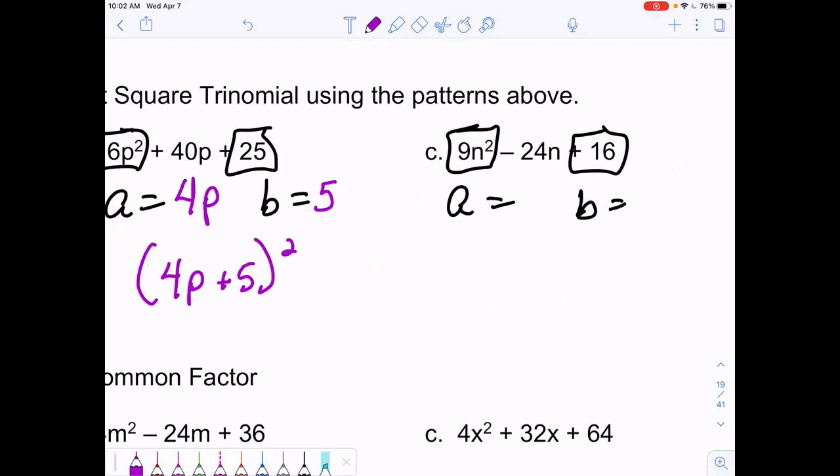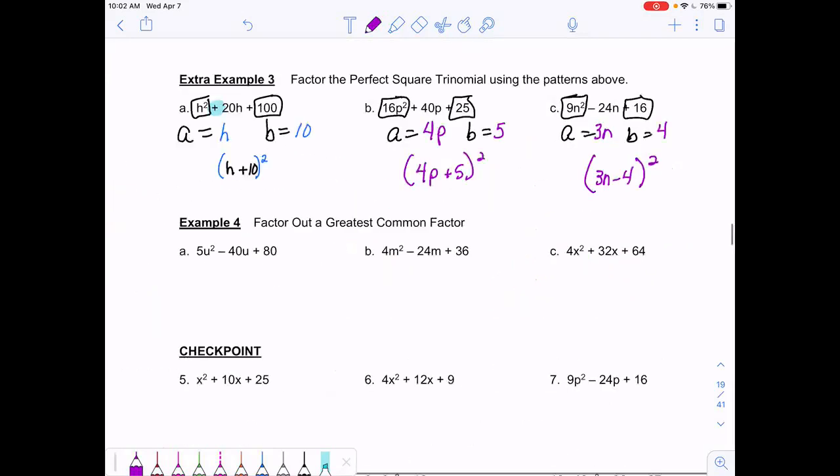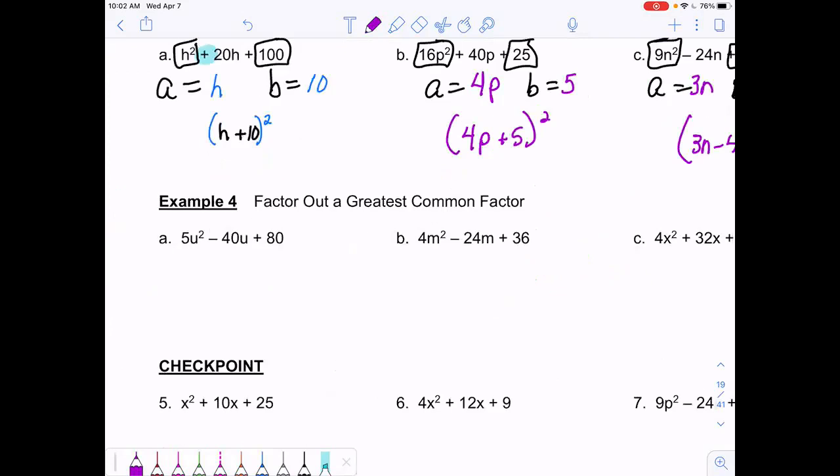So what times what makes 9? And how about 16? And in parentheses, 3n minus 4. So the last little extra piece, we're going to just do these 3 final examples. Factor out a greatest common factor.